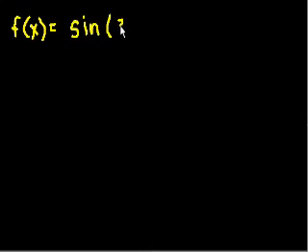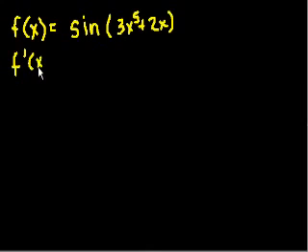So let's say that f of x is equal to, let's say, the sine of 3x to the fifth plus 2x. So what is f prime of x? What is the derivative of this function? Well, we use the chain rule again. We take the derivative of the inside. So what's the derivative of the inside?